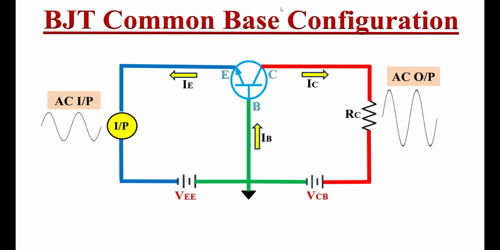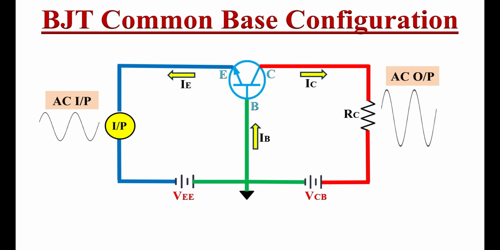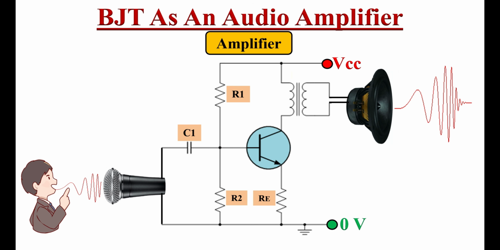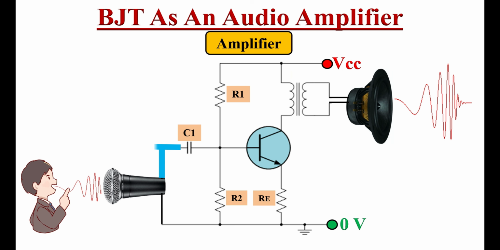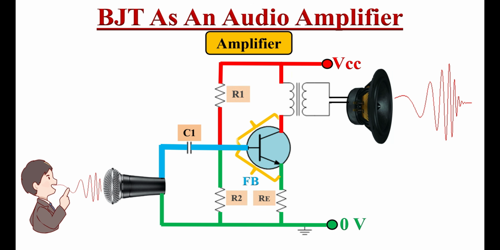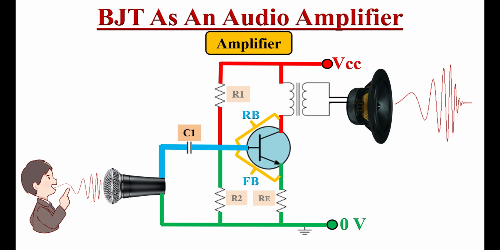In this video, we will learn common base configuration of BJT. Transistors can be used as an amplifier. Like here in this single stage audio amplifier circuit, the input signal is applied at the base terminal and these biasing resistors provide biasing to the transistor. Hence, we will get amplified output signal from collector terminal.